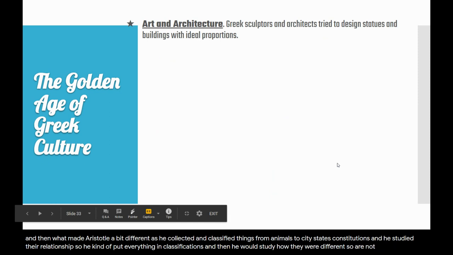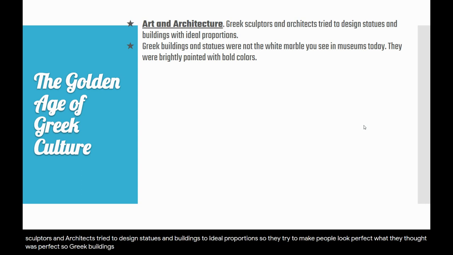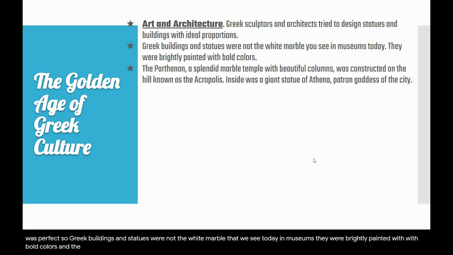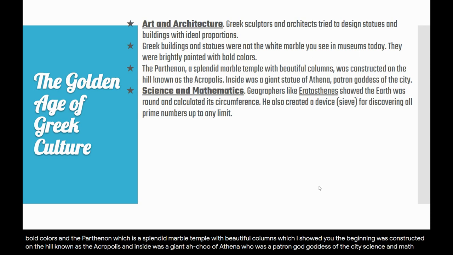So art and architecture. Greek sculptors and architects tried to design statues and buildings to ideal proportions. They tried to make people look perfect in what they thought was perfect. Greek buildings and statues were not the white marble that we see today in museums. They were brightly painted with bold colors. And the Parthenon, which is a splendid marble temple with beautiful columns, which I showed you at the beginning, was constructed on the hill known as the Acropolis, and inside was a giant statue of Athena, who was the patron goddess of the city.